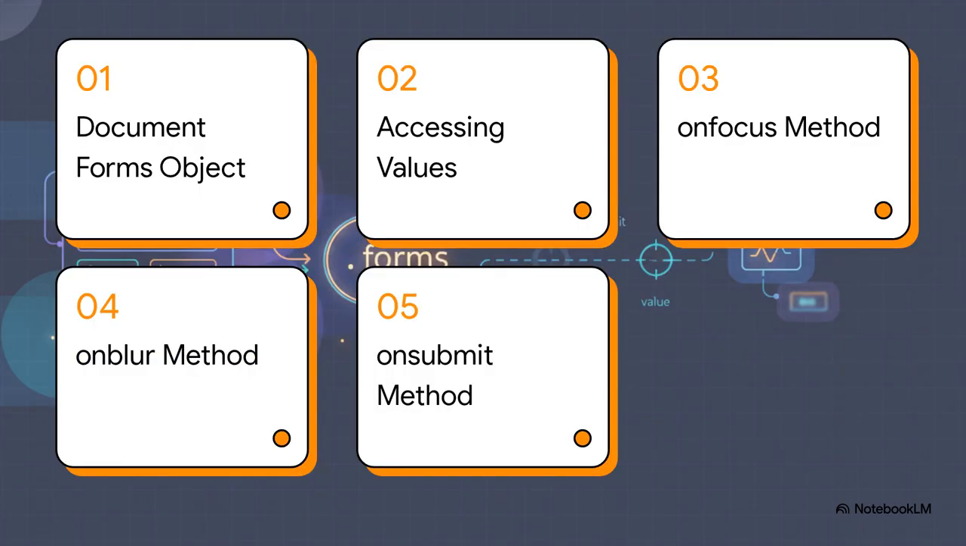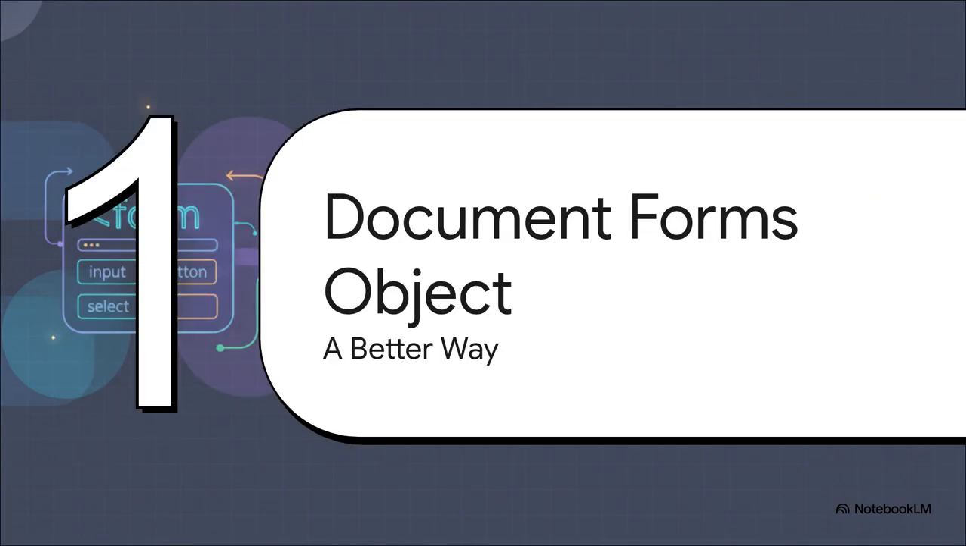To get you writing this pro-level code, here is our procedural roadmap for today. We're covering: 1. The document forms object. 2. Accessing element values. 3. Handling the focus event. 4. Handling the blur event. And finally, 5. Intercepting form submissions.